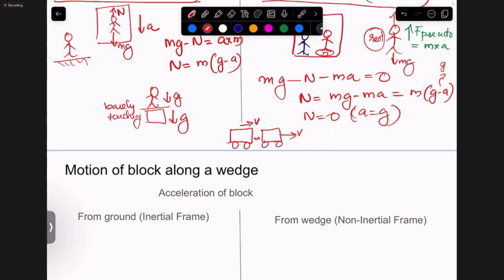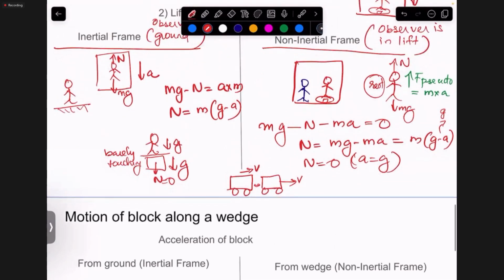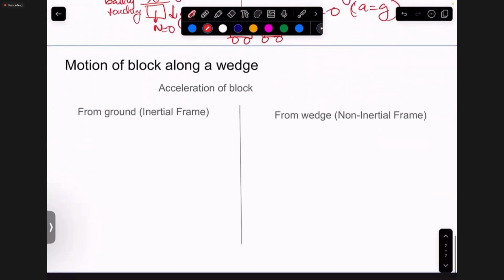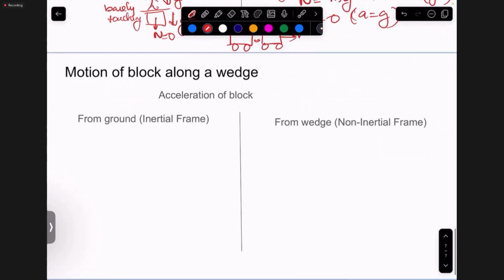So it's the same way here. The weighing machine and the person are not touching each other, so the normal reaction experienced on this weighing machine will become 0. That is what the free fall condition is. So a lift moving at an acceleration g is equal to free fall. Now, motion of a block along a wedge.